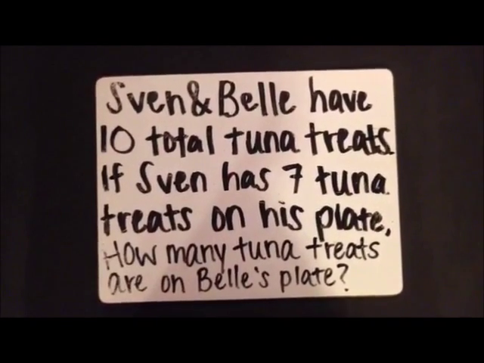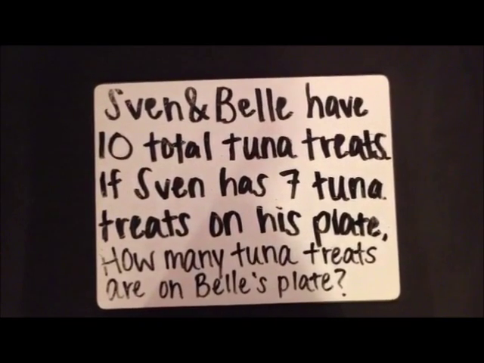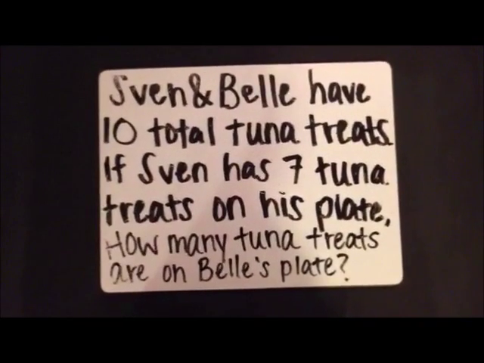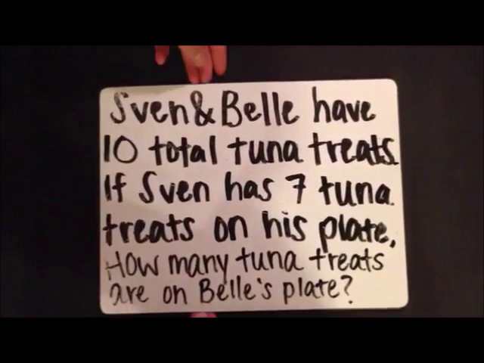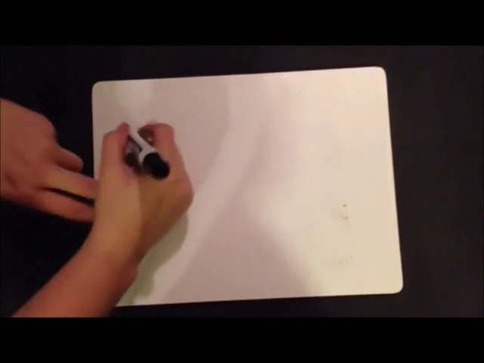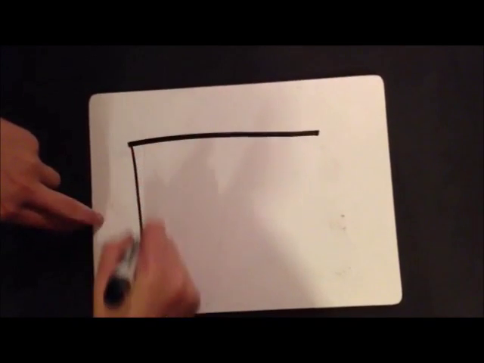Sven and Belle have 10 total tuna treats. If Sven has 7 tuna treats on his plate, how many tuna treats are on Belle's plate? Alright, as we solve this problem, we're going to use the bar model method as mentioned earlier. So we're going to start out by just drawing our bar model.